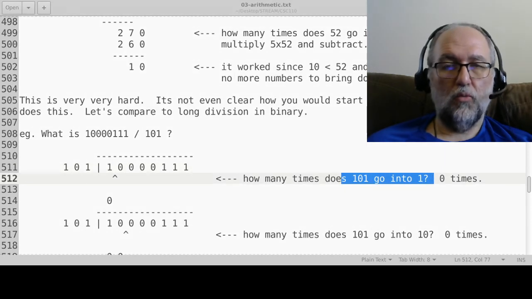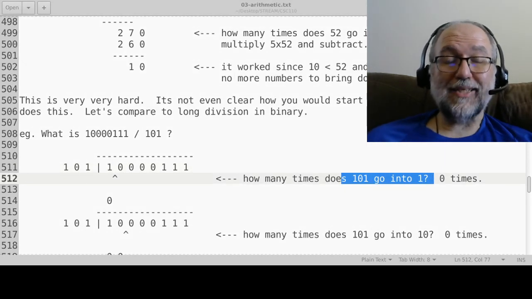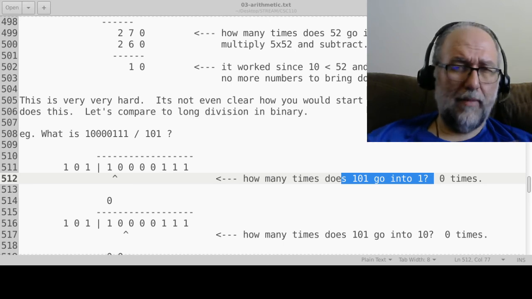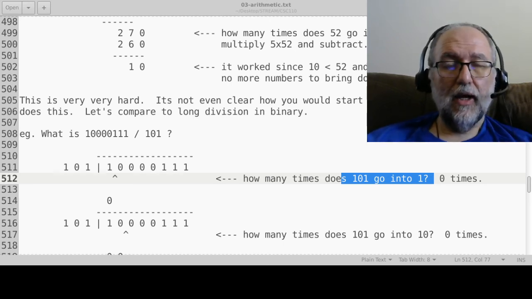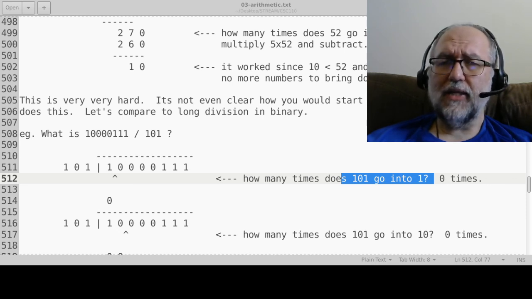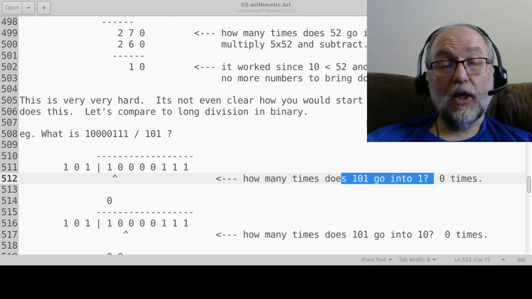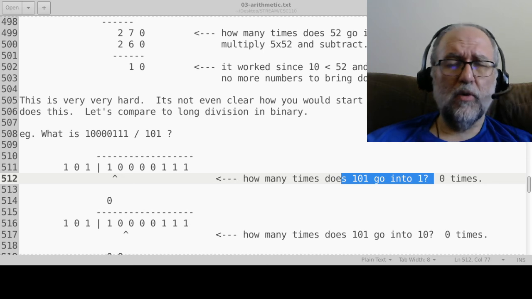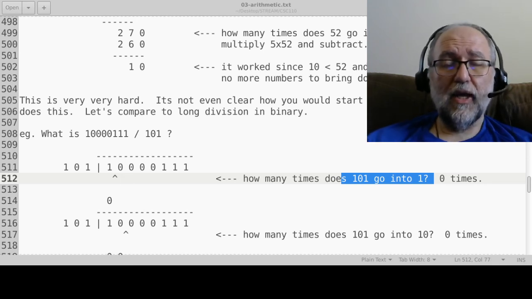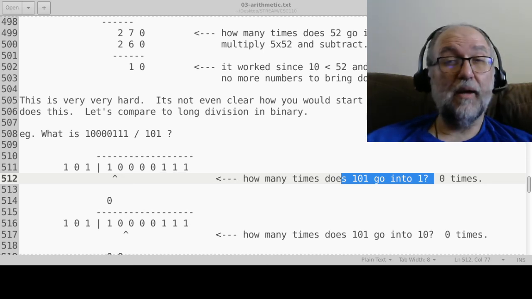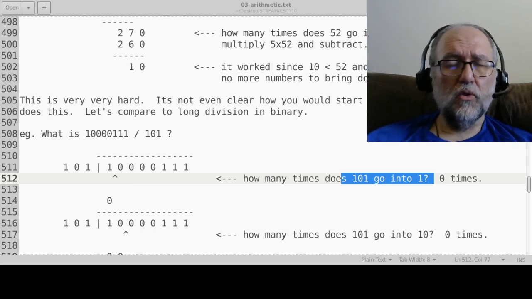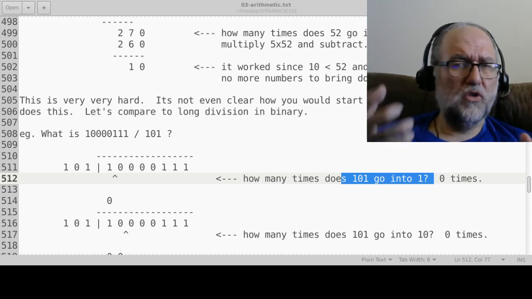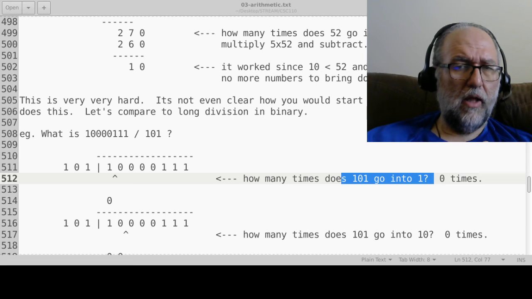You ask the question, how many times does 101 go into 1? When you ask that question, how many times does it divide in evenly? There's only two possible answers, 0 or 1. Either it divides in or it doesn't divide in. Equivalently, either the number is smaller or it's bigger than the number you're trying to divide in. If the number is smaller, it doesn't divide in. If the number is bigger, it does divide in. So the guesswork kind of disappears because you're just checking whether the number is bigger or smaller.